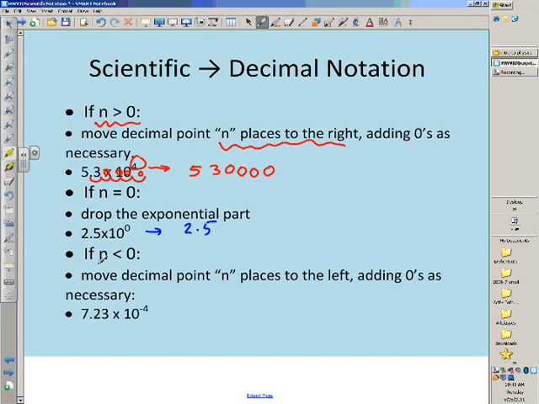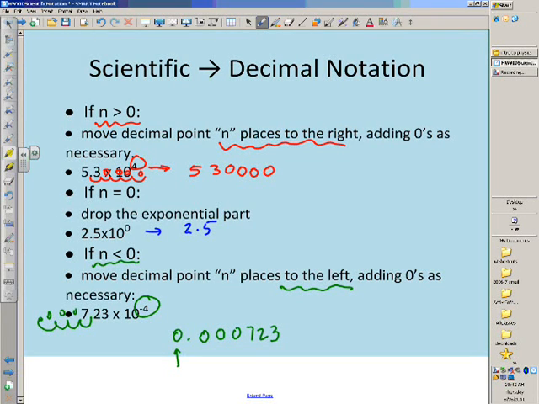If the exponent is less than 0, if it's a negative number, we're going to move the decimal point to the left, adding zeros as necessary. So here, minus 4th power, we move this decimal place to the left. 1, 2, 3, 4. Okay? So we'd write that number as 0.000723.